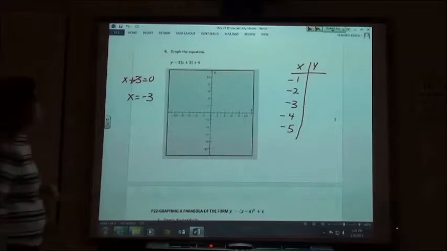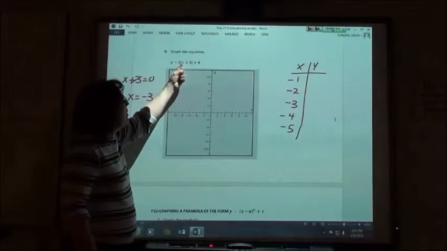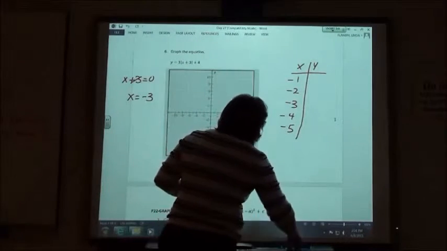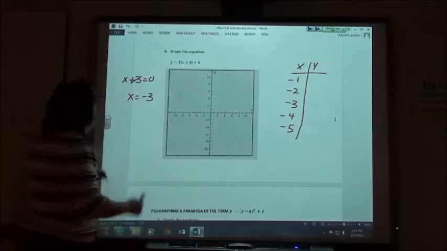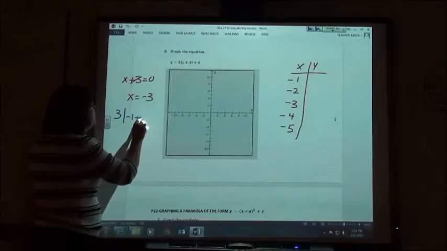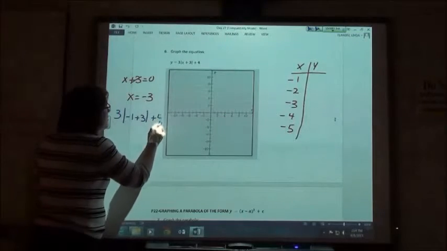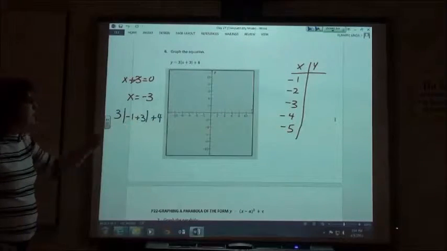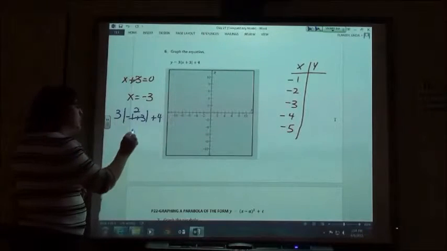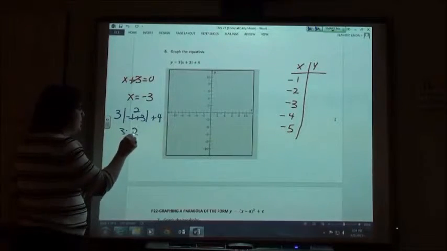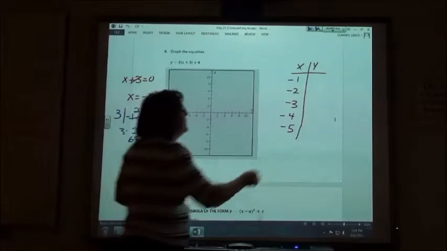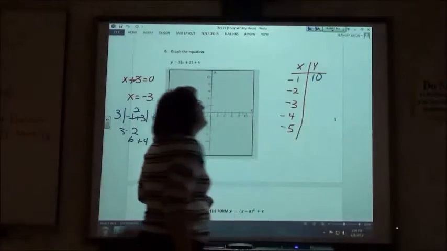And then just like when we graph everything else, we're going to plug our numbers in for x, solve to find our corresponding y values. So starting with the negative 1. 3 times the absolute value of negative 1 plus 3, plus 4. Negative 1 plus 3 is 2. The absolute value of 2 is still 2. 2 times the 3 in front is 6, and 6 plus 4 gives me 10.